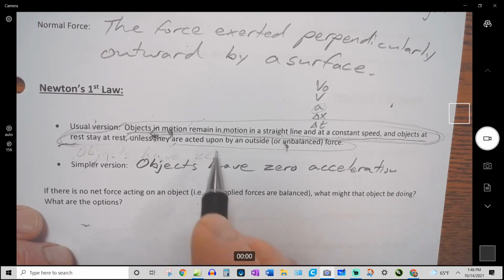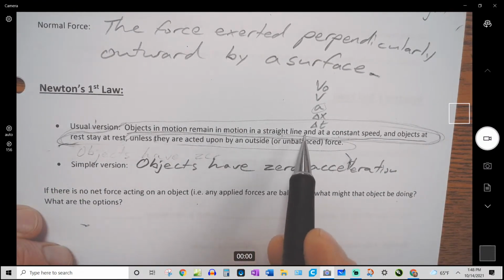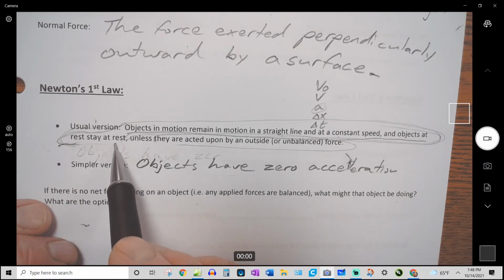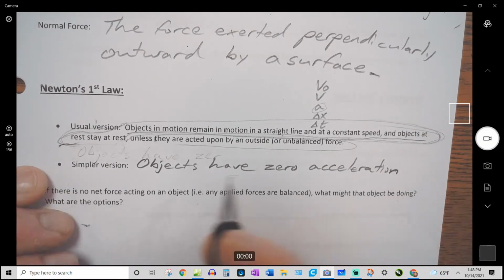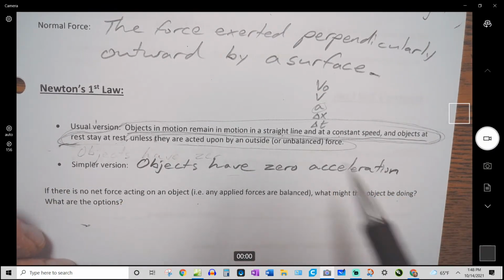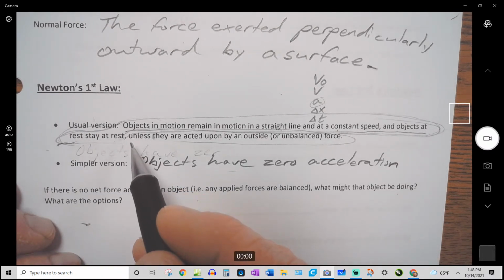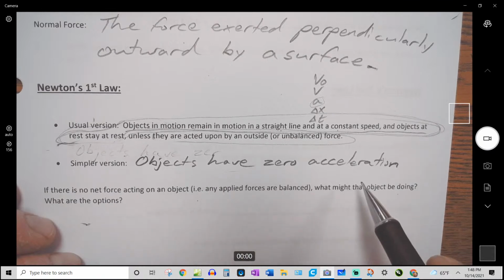That takes care of all those cases they were talking about there. If something's moving in a straight line at a constant speed, it has zero acceleration. If it's at rest and it's staying at rest, it has zero acceleration. This just really fleshes out all the different ways you can have zero acceleration. And then is it just unless they accelerate? Well, duh, yeah, objects have zero acceleration unless they accelerate.